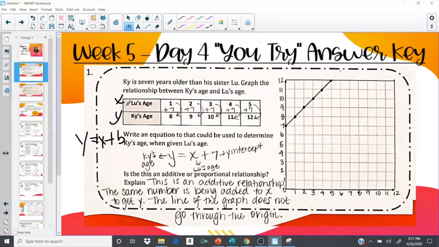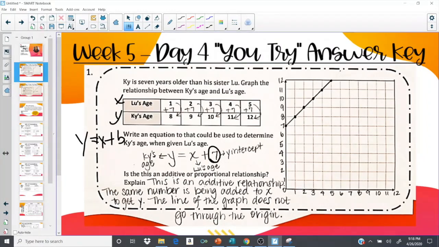So once again, Lou's age represents X, Kai's age represents Y. So the ordered pair will be 1, 8, 2, 9, 3, 10. Okay, but our y-intercept is 7. Therefore, to graph the y-intercept, you find that number on the y-axis. So you will start at the origin and then go up to 7 to graph the y-intercept. From there, to graph 1, 8, start at the origin, move 1 place to the right, and up 8 units.